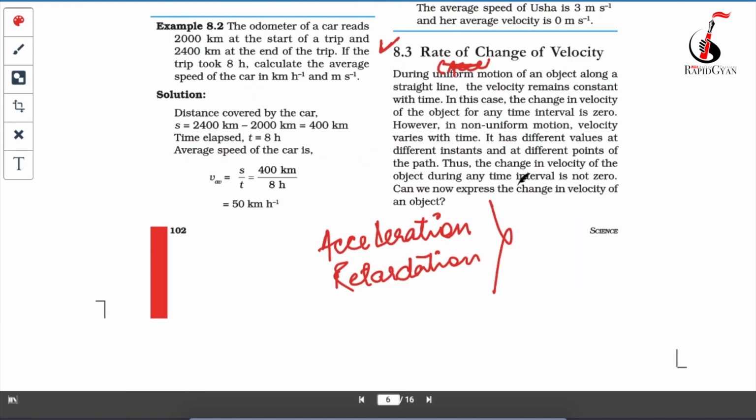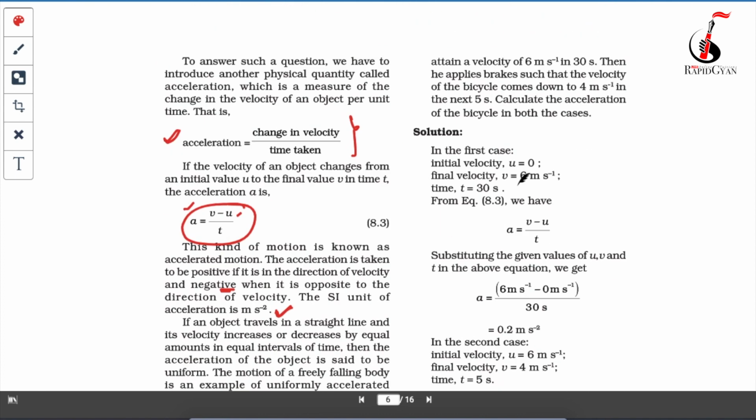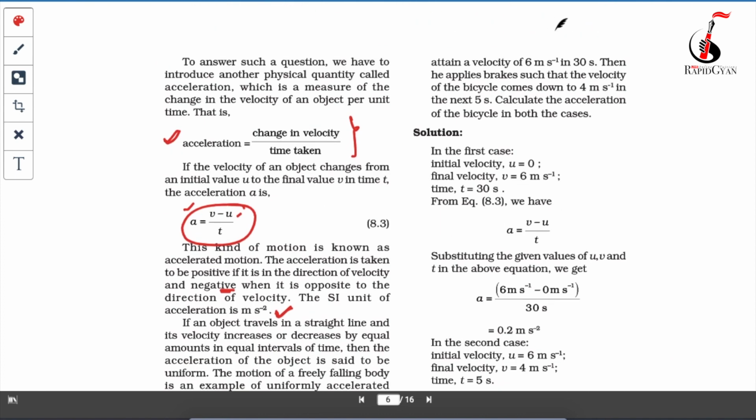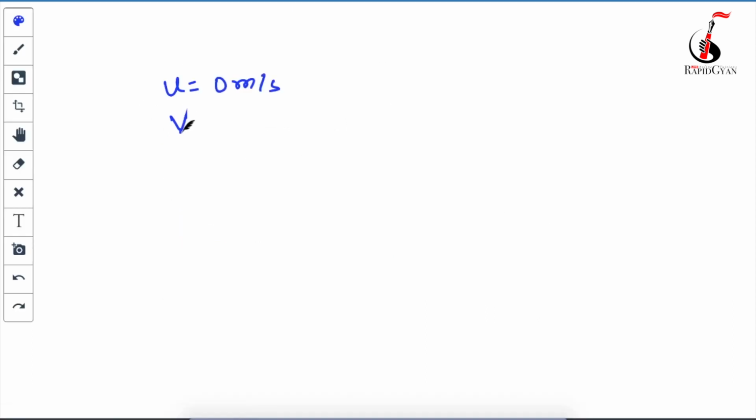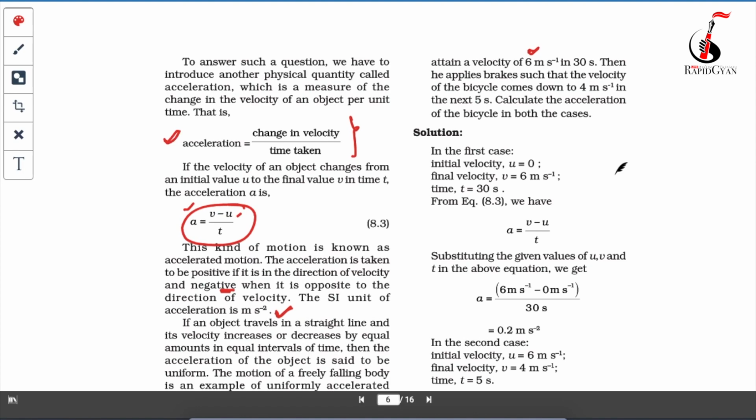Now what is your final velocity? Check here, what is your final velocity? It attains a velocity of 6 meter per second in 30 seconds, means your final velocity v is equal to 6 meter per second, and time is equal to 30 seconds, correct? Time is equal to 30 seconds. Check here. Now what do you have to find?